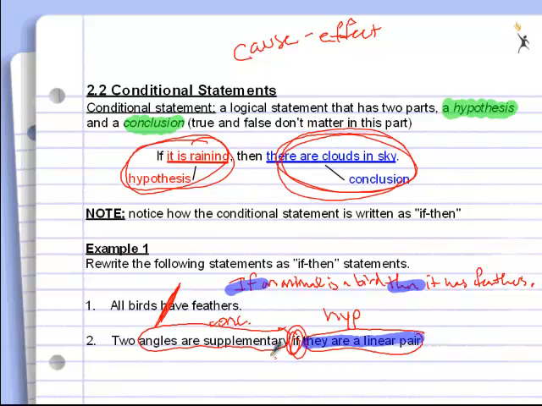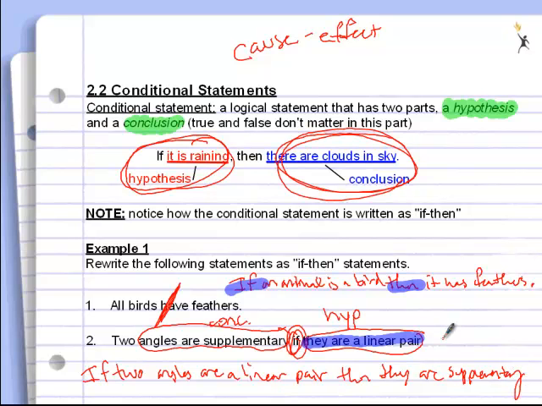Now we want to write it as an if-then. The hypothesis always goes first, so if they are a linear pair, what is they? The angles. If two angles are a linear pair, then the conclusion, which is they are supplementary. Then they are supplementary.